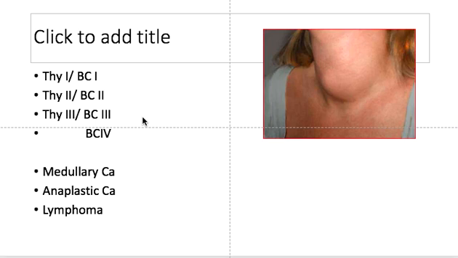But if the primary determinant is benign, Thy 2 or Bethesda 2, then you operate only if the size is big and there's compression. If it's a very small nodule, you may observe. And even if you operate for a large nodule, you just do the lobectomy. And here also the suspicion one, you only do the lobectomy.